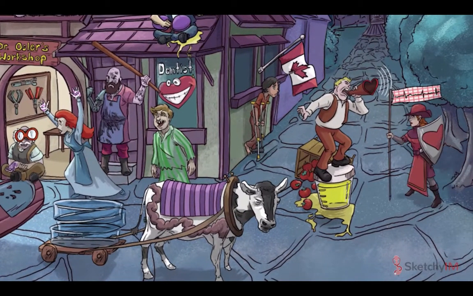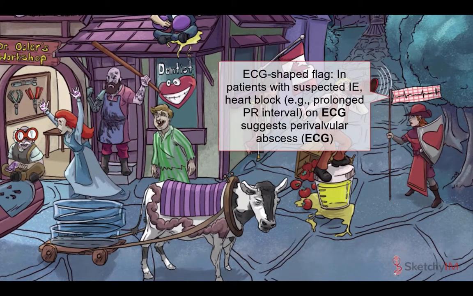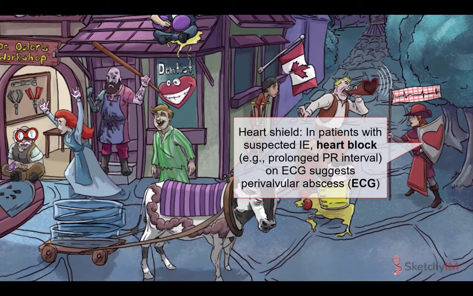Don't be surprised if you see an ECG on your patient with suspected IE. The most important ECG finding to look for in a patient with suspected IE is AV heart block, represented by this heart on this woman's shield. AV block usually manifests as a prolonged PR interval, or dissociation between the P wave and the QRS complex. For more details, check out our sketches on bradycardia.